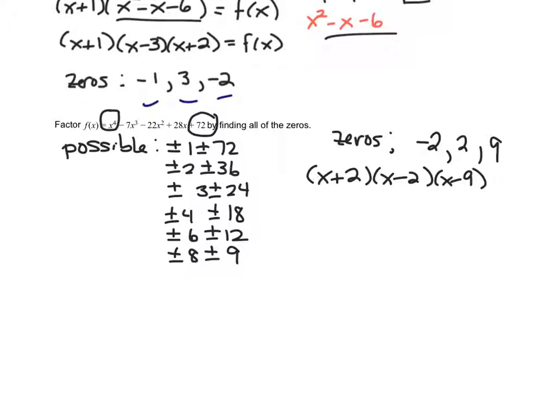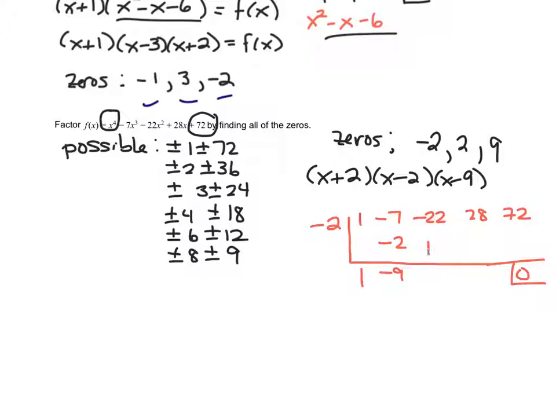Just like we did above, we'll divide out the ones we know. So we know 3 of them. So instead of dividing once like we did above, we'll have to divide 3 times. So we'll take -2, which is the first one, and then I'll take my polynomial 1, -7, -22, 28, and 72, and I'll synthetically divide. Now, if I've done it right, 0 should be the remainder. So I'll bring down the 1, -2 times 1 is -2, -9, 18, -4, 8, 36, -72, and there is my 0.